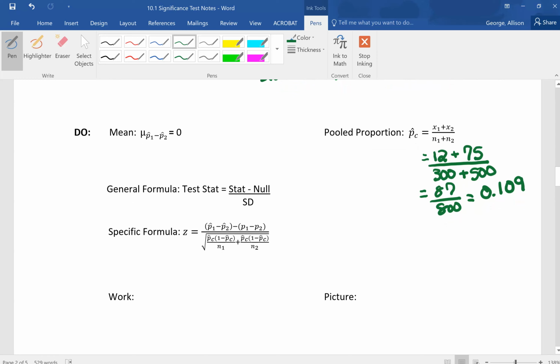Okay, so this scary looking beast is our formula. Like I said, I'm going to show you how to do it by hand. After this, you can use the calculator, and if you use the calculator, you don't have to write the formula. So just do it once so you can see it, and then after that, the next video, I'll show you how to do it with the calculator. Alright, so P hat 1 minus P hat 2, we found that already. It was negative 0.11.